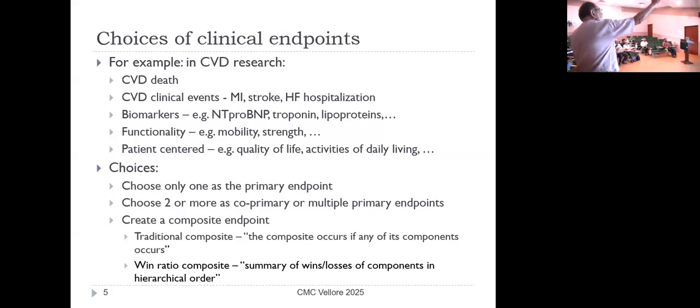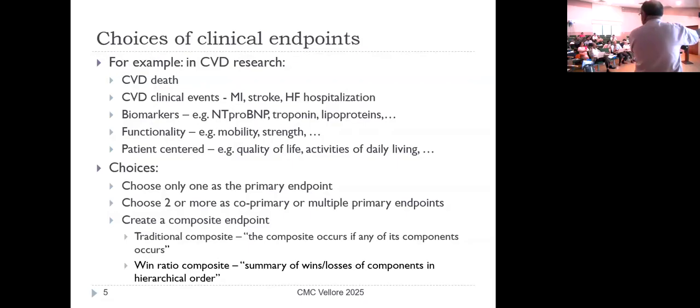And so you have multiple choices. We can choose only one as the primary one, and then we're fine. No problem. We can choose multiple primary or co-primary. And I'll talk about the difference between multiple primary and co-primary. It's semantics, but the US FDA is problematic about semantics, and they make a big deal about it. We'll talk about it in a second. Or you could create a composite endpoint.